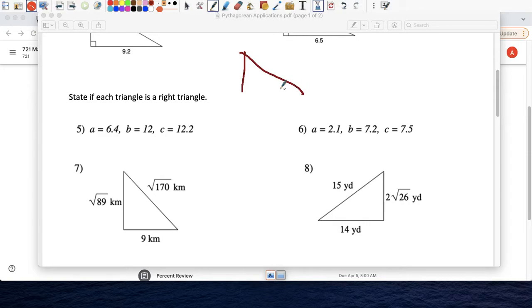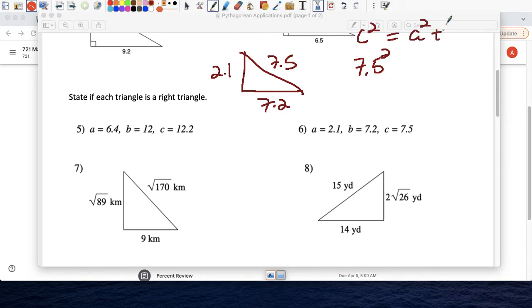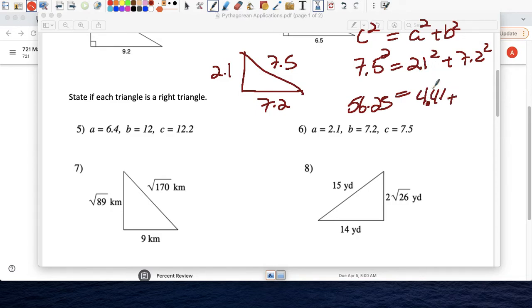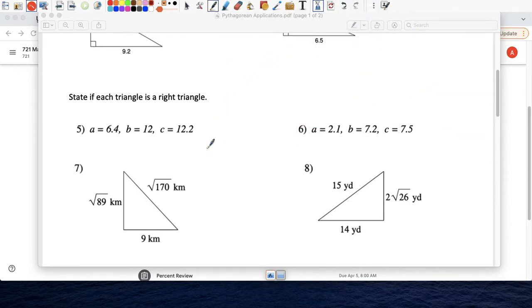B, again, draw a triangle. Call this 2.1, this is 7.2, and C, our hypotenuse, 7.5. So 7.5 squared, or I'll write this, A squared plus B squared, equals 2.1 squared plus 7.2 squared. See if that's true. 7.5 to the second power is 56.25. 2.1 to the second power is 4.41. And 7.2 to the second power equals 51.84. And 51.84 plus 4.41 is 56.25. Oh, look at that. So these measurements for number 6 actually form a right triangle. 7 is the same thing.